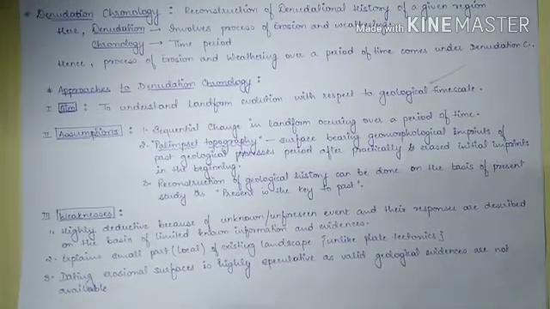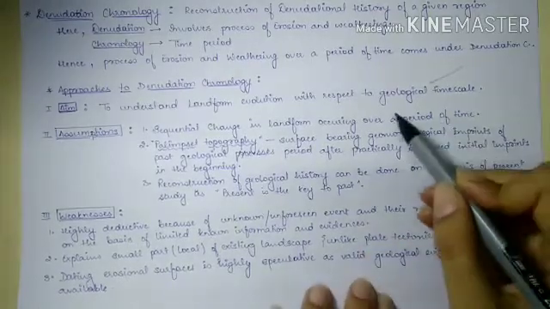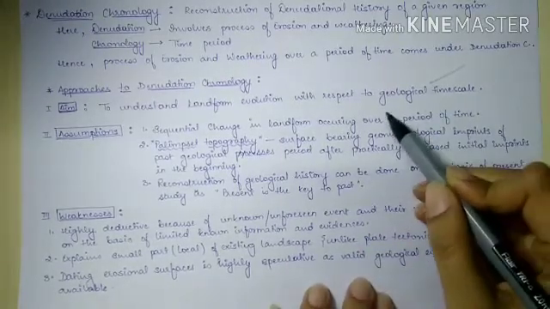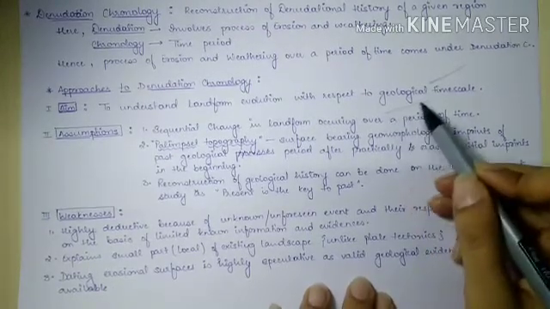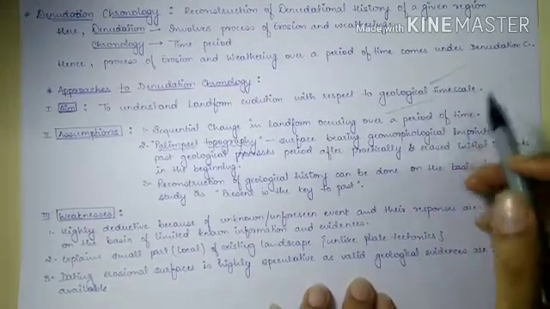So there are basic assumptions in denudational chronology. The first assumption is there is a sequential change in landform that occurs over a period of time. So the change in the landforms occurs in sequence. It doesn't occur drastically. It occurs in sequence over a period of time.